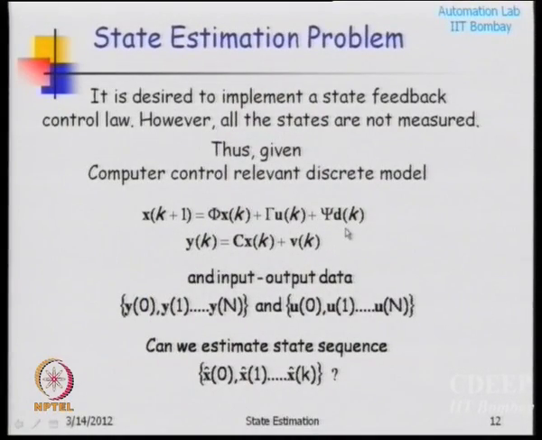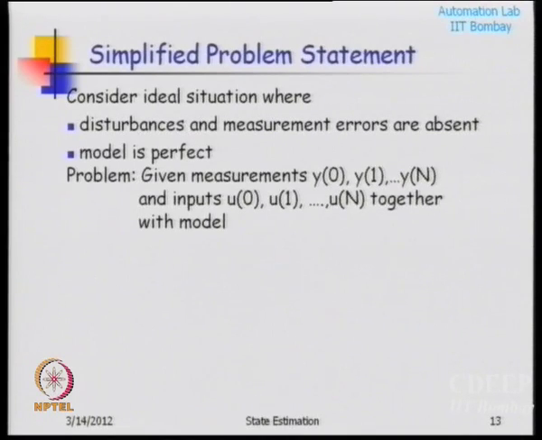Now the problem is, when I am using this model online, let's take the simplest case where D is 0, you have only U. There are no unknown inputs, so you are giving this U. Let's assume that measurement noise is 0, there is no disturbance, the most ideal case. Even then there is a problem because you do not know X naught. So I have a perfect model, there is no disturbance, no measurement error. The only possible error I can commit is in the initial state X naught.